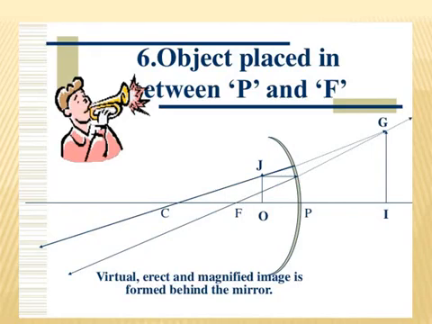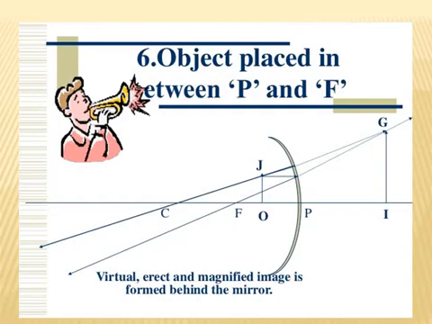So the object here is kept between P and F. So OJ is the object. For OJ, you draw the two rays. One is parallel to the principal axis. After reflection, it passes through the principal focus. Now extend it on the right side also. When you are extending, it should be a dotted line.